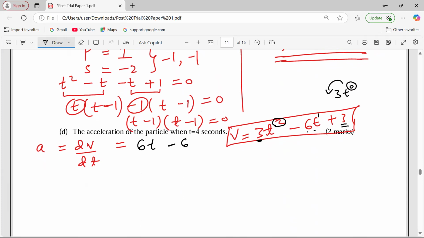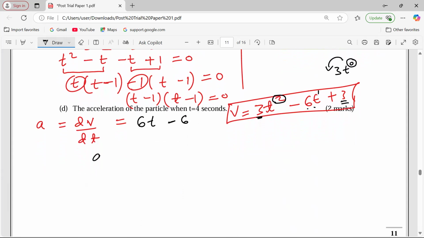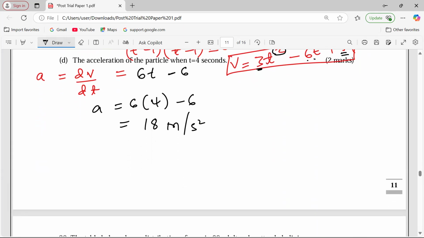So this is now the acceleration function. We need the value of acceleration when t is 4. So this is 6 times 4. Then we subtract 6. This gives us exactly 18. Being acceleration, the unit is meters per second squared.